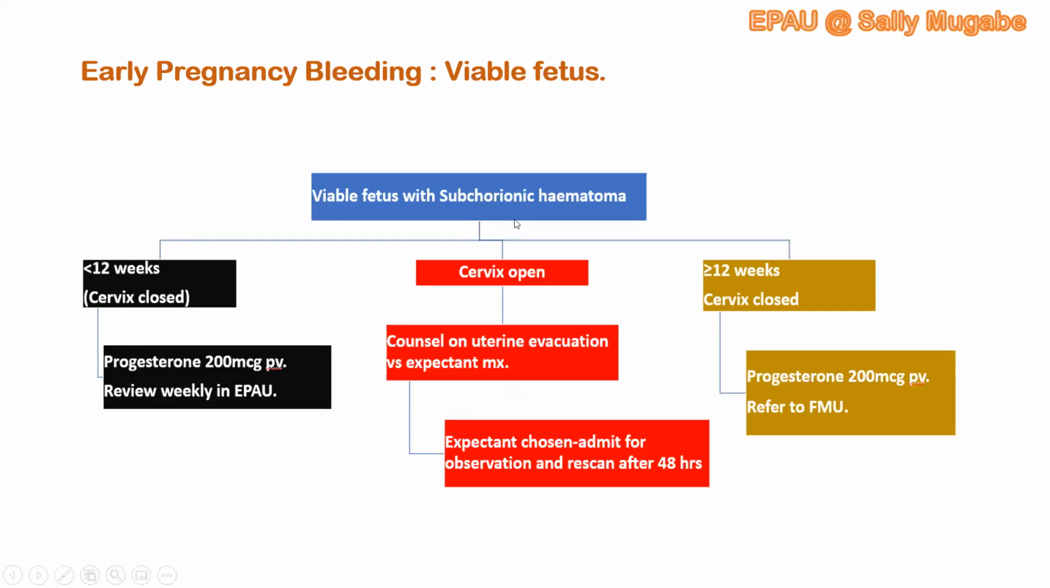That includes patients with miscarriages, patients with a threatened miscarriage, and those with an inevitable miscarriage. You refer these patients to the early pregnancy assessment unit. You don't manage them in the fetal medicine unit. So all early pregnancy complications should be directed to the EPAU, the early pregnancy assessment unit.